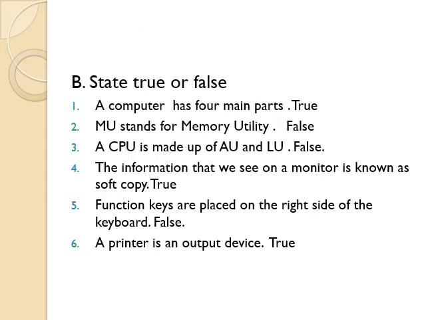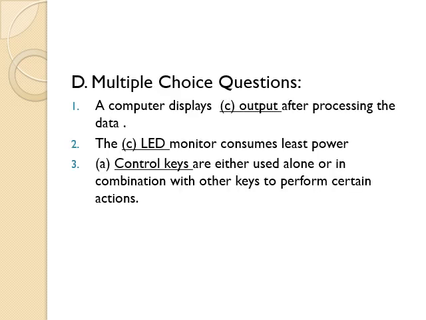True or false? A computer has four main parts. True. MU stands for memory utility. False. CPU is made up of AU and LU. False. The information that we see on a monitor is known as soft copy. True. Function keys are placed on the right side of the keyboard. False. Printer is an output device. True.